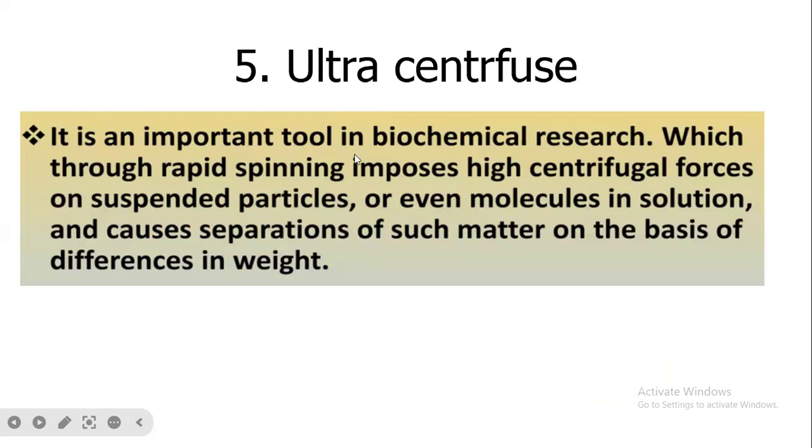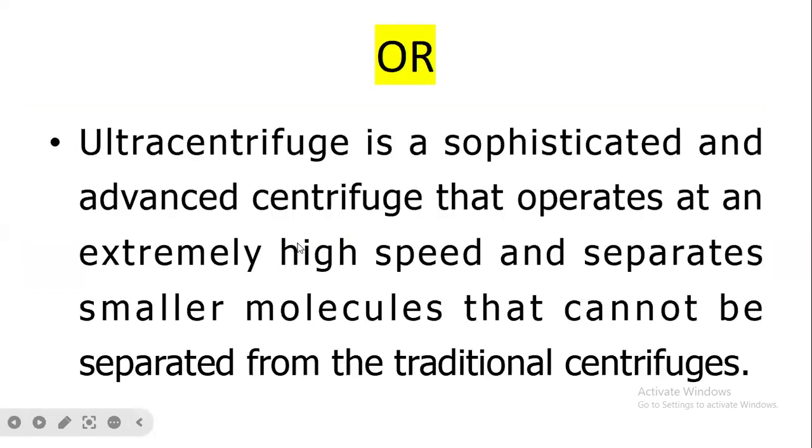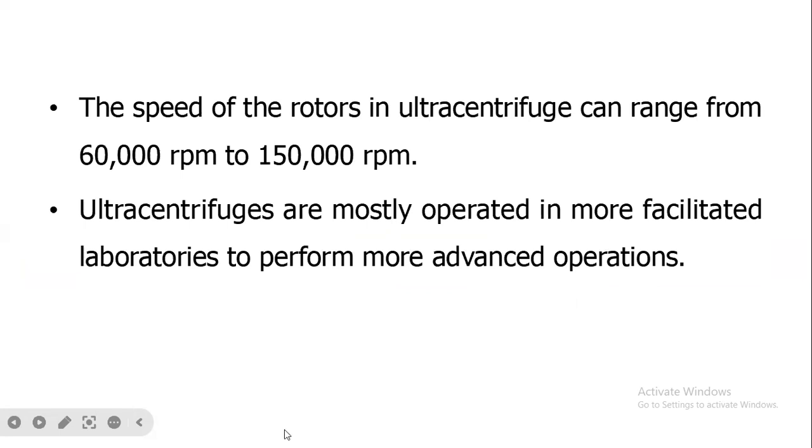Ultracentrifuge is an important tool in biochemical research, which through rapid spinning imposes high centrifugal forces on suspended particles or even molecules in the solution and causes separation of such matter on the basis of differential weight. The ultracentrifuge is a sophisticated and advanced centrifuge that operates at an extremely high speed and separates smaller molecules that cannot be separated by the traditional centrifuge. The speed of the rotor in an ultracentrifuge can range from 6,000 RPM to 15,000 RPM.